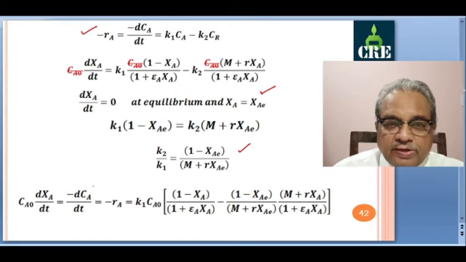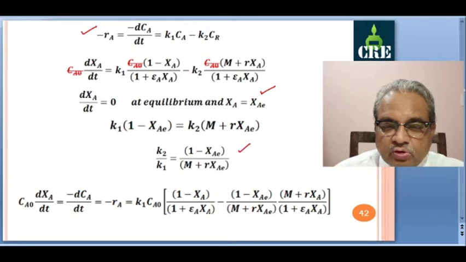Ca0 dxa by dt, that is minus dCa by dt, is equal to minus Ra. This K1 Ca0 we have written outside, (1 minus xa) by (1 plus epsilon A xa) minus. Now for this K2, I substitute K1 into (1 minus xae) by (M plus R xae), and that K1 Ca0 we have taken outside. So (1 minus xae) by (M plus R xae), and this term we have (M plus R xa) by (1 plus epsilon A xa).